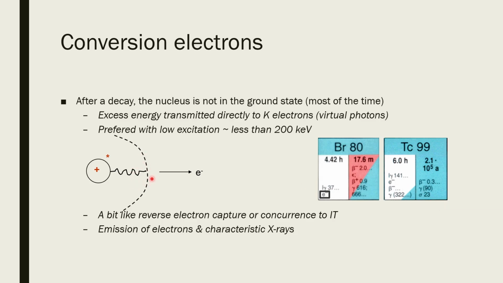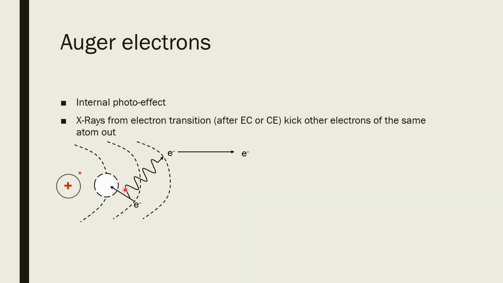Since we then have a hole in the K shell, we will then have characteristic X-rays emitted from this type of decay, alongside this conversion electron, of course. When this hole is filled, the X radiation can be transmitted to an electron within the same atom and then be flown out. And these electrons that are emitted from the X radiation that occurs within the same atom is what we call Auger electrons.